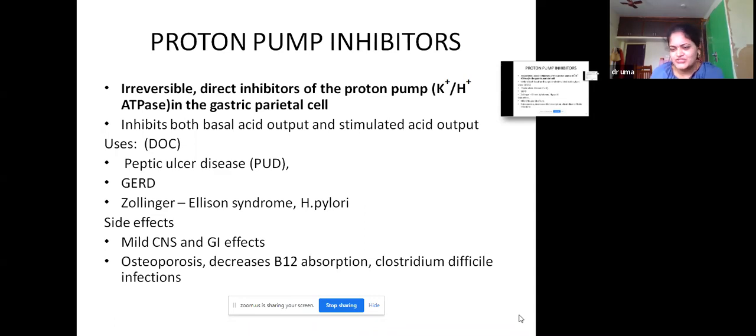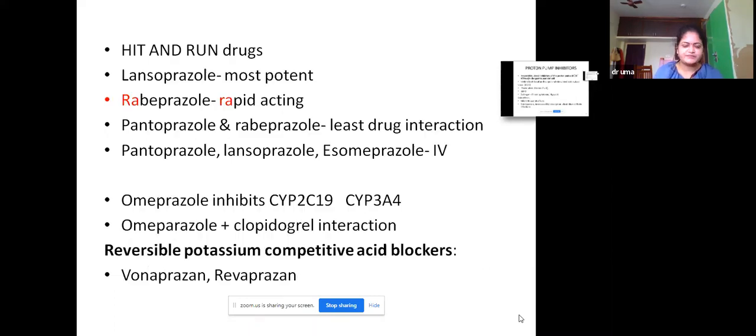The most commonly asked question is, the anti-ulcer medication which causes hip fracture is the proton pump inhibitor, because on long-term usage they cause osteoporosis. It is a hit and run drug, and lansoprazole is the most potent. Rabeprazole is a rapidly acting drug, and pantoprazole and rabeprazole have the least drug interactions. Pantoprazole, esomeprazole, and lansoprazole are given through the parenteral route.